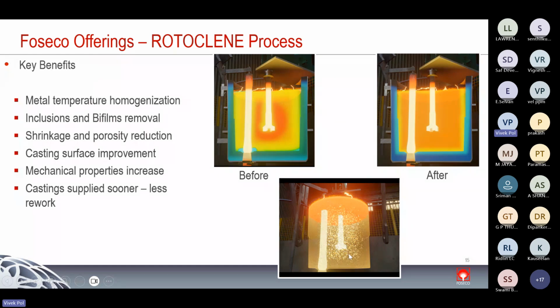Also, during the stirring action, you can see here the fine curtain of argon bubbles is getting created, which are lifting the inclusions and bifilms. And because of the homogenization of temperature and removal of inclusions, we are able to pour this metal at low temperature. And because of low temperature, we can minimize shrinkage and porosity defects in the casting. And also the overall mechanical properties and surface finish will improve. And overall, if we achieve this, that means automatically casting lead time and casting rework will get reduced.